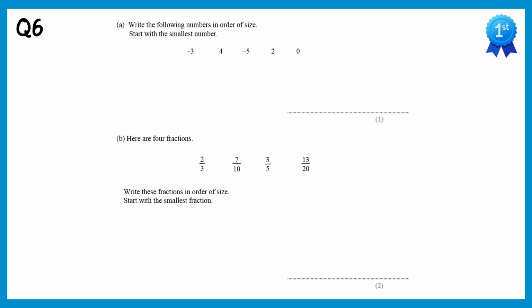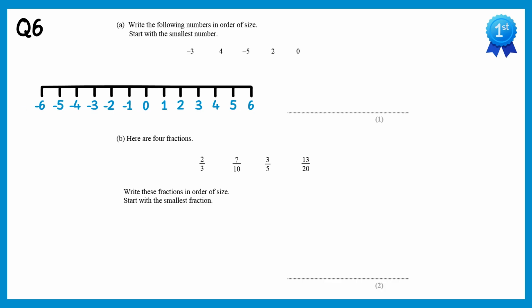For part A on this question, you may want to draw a number line. If we mark on all of the numbers from the question with crosses like this, then you can see the smallest one is -5. Then it's -3, then it's 0, then it's 2, and then it's 4.